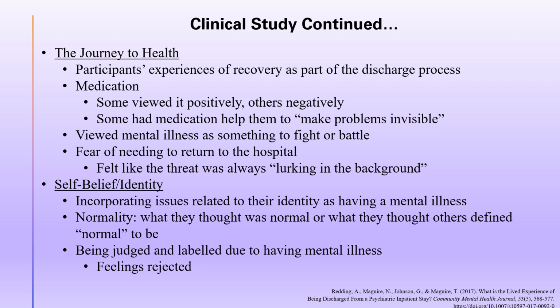With the theme of self-belief and identity, this incorporated issues relating to their identity as having a mental illness. For normality, it is what they thought was normal or what they thought others defined as normal, which could affect how they were behaving in the outside world and around others. Many of them often felt judged and labeled due to having a mental illness, which caused feelings of rejection.